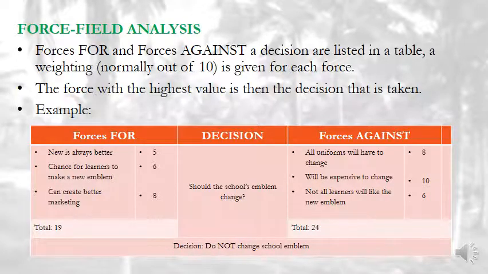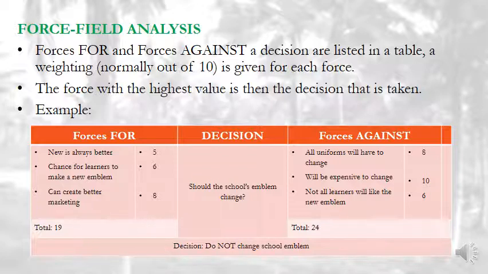For example, here we have a decision: should the school's emblem change? If we look at the forces for, new is always better. Then you give it a ranking out of 10. How important is it? Not that important. Let's give it 5 marks. Then if we look at forces against, all uniforms will have to change. This can be very expensive for everyone. So how strong do you feel about that? You give it an 8, for example.